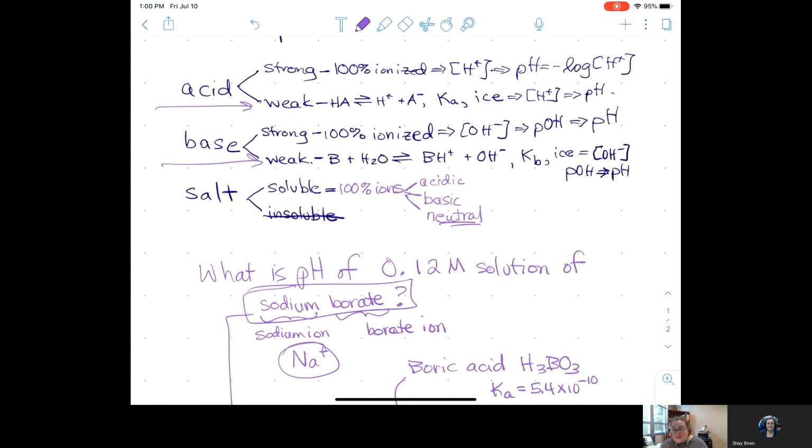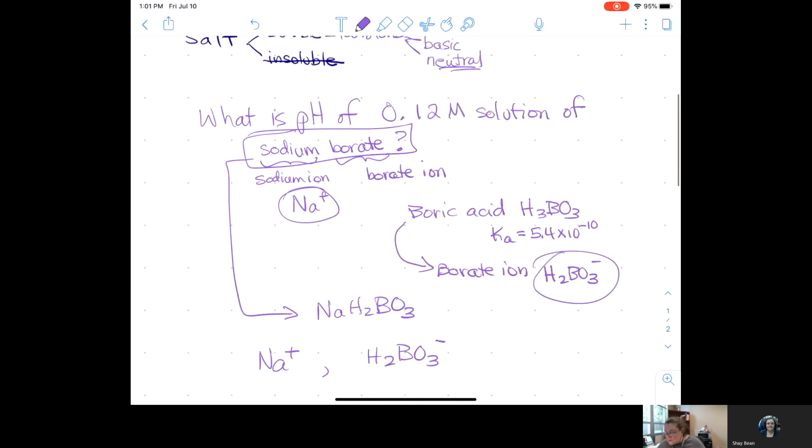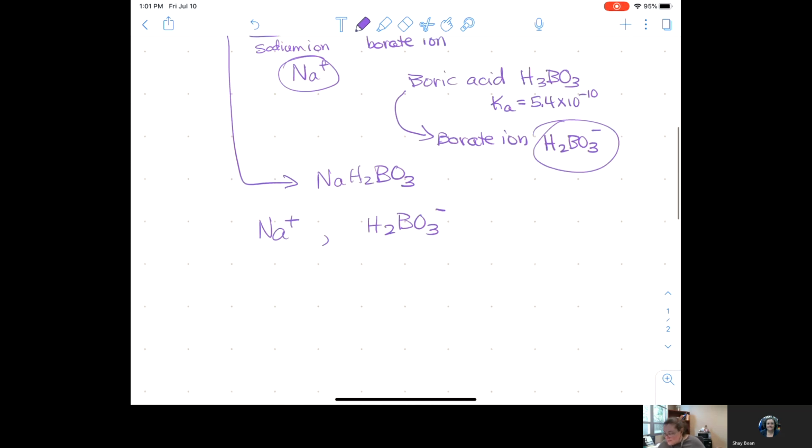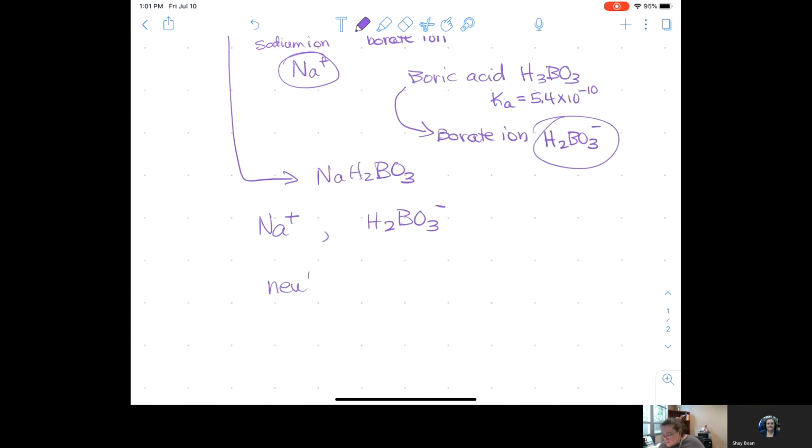So once I decide if my ion is acidic, basic, or neutral, I look to see: if I have an acidic ion, I work it like a weak acid problem. If I have a basic ion, I work it like a weak base problem. If I have a neutral ion, I ignore it. So let's do the neutral ones first. The neutral ions are the ones that come from, or are conjugates of, strong acids and bases.